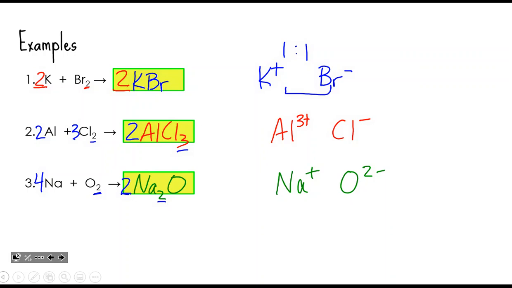So the basic gist of synthesis is combining the elements together. Okay? And you make sure that you do the charges, and you make sure that you write the ratio so that the charges add up to 0. Gist of synthesis, one of the most basic ones.